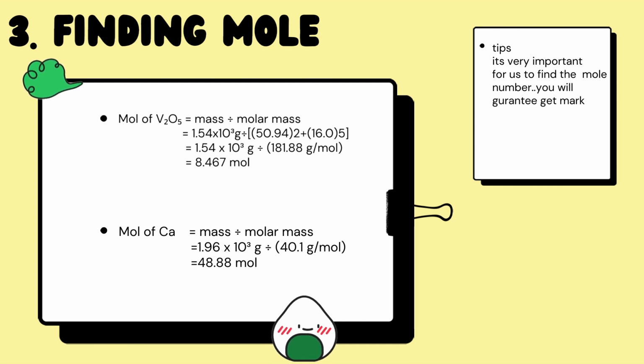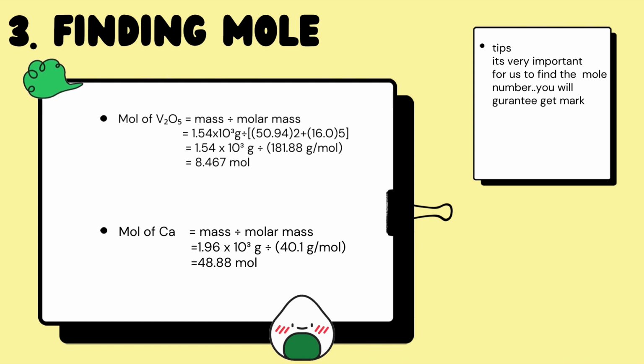To convert the mass given previously in the keywords, we divide it by the molar mass of vanadium oxide. So 1.54 × 10^3 gram, which is the given mass of vanadium oxide, we divide by the molar mass of vanadium oxide, which I already found, 181.88 g per mole. Calculate it and you will get the answer, which is 8.467 mole.